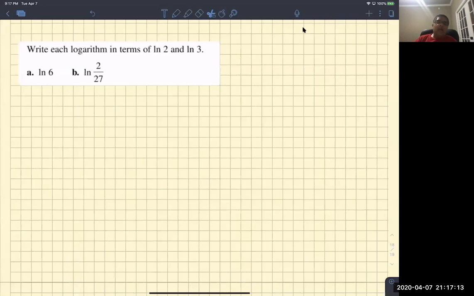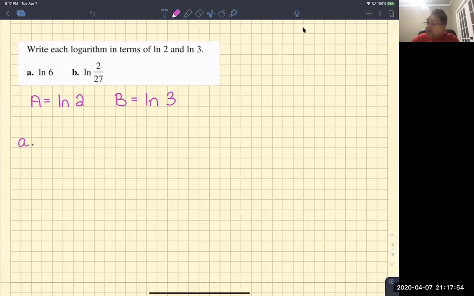So in this problem, I'm asked to write the following two examples, the natural log of 6 and the natural log of 2 over 27, in terms of the natural log of 2 and the natural log of 3. So let me also add to this. Let's say capital A is equal to the natural log of 2, and capital B is equal to the natural log of 3. Now, the problem is, I want you to rewrite the natural log of 6 using A and B. So how do we do that?